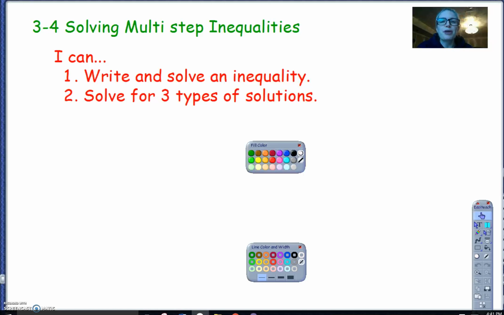But anyways, on to our lesson. So this is section 3.4. We're going to be solving multi-step inequalities. You're going to learn how to write and solve one, as well as learn the 3 types of solutions.